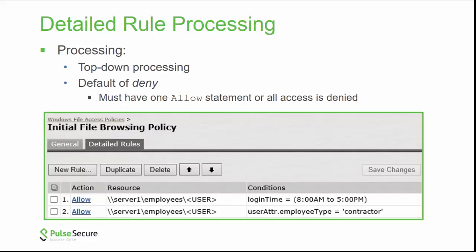Now we will briefly review detailed rule processing. You can define multiple detailed rules as part of a single resource policy. These rules are processed in a top-down fashion. The first rule that matches the user session will be applied. If no rules match, the user is denied access to the resource.